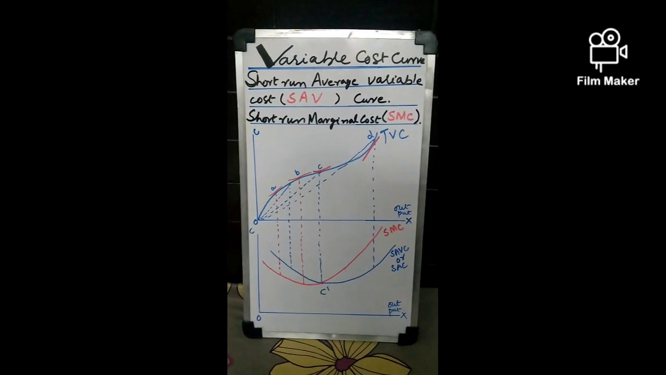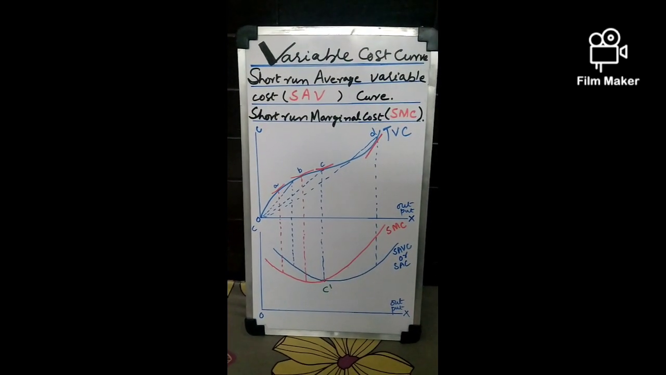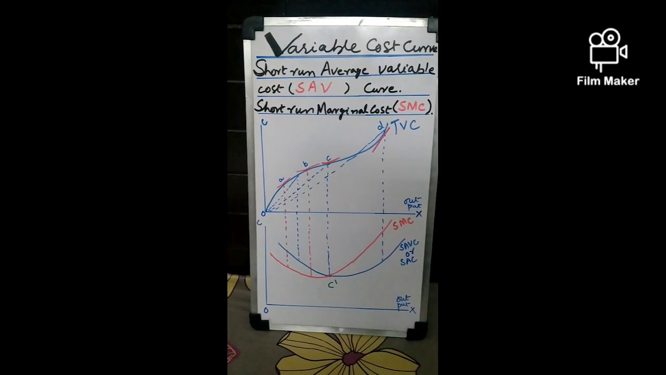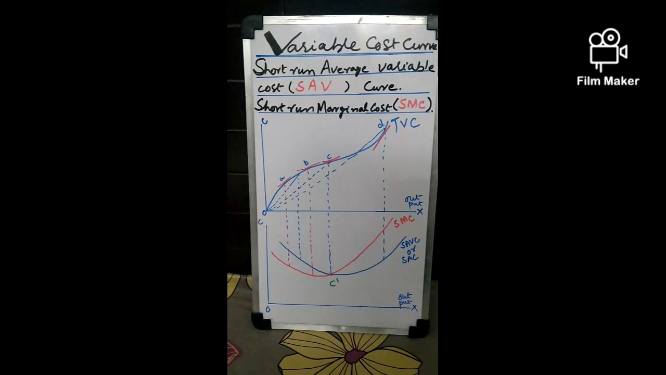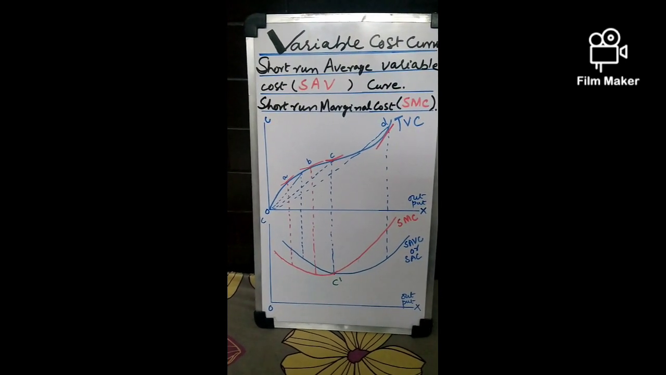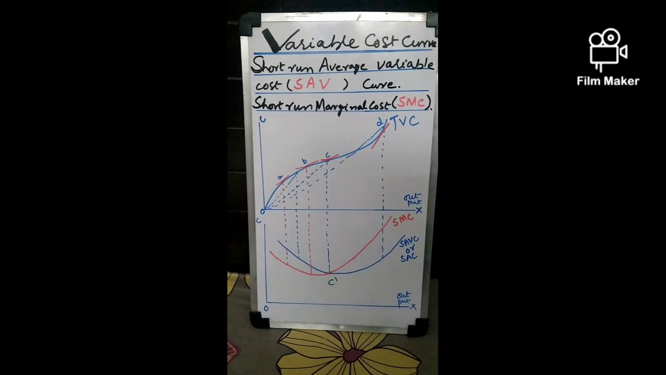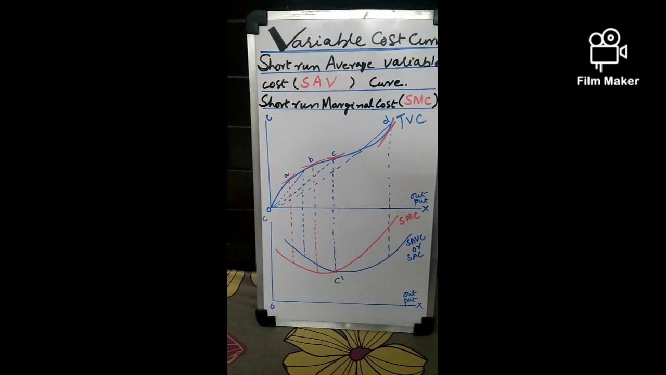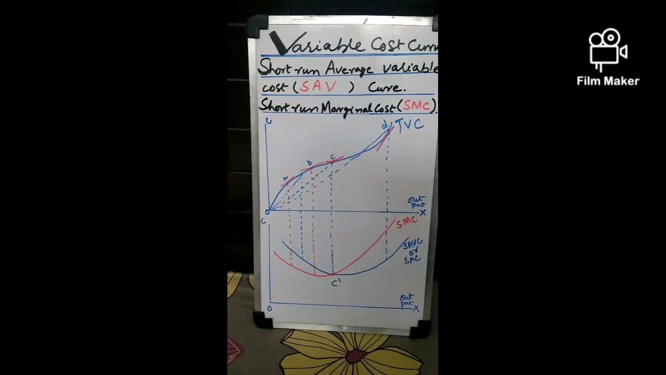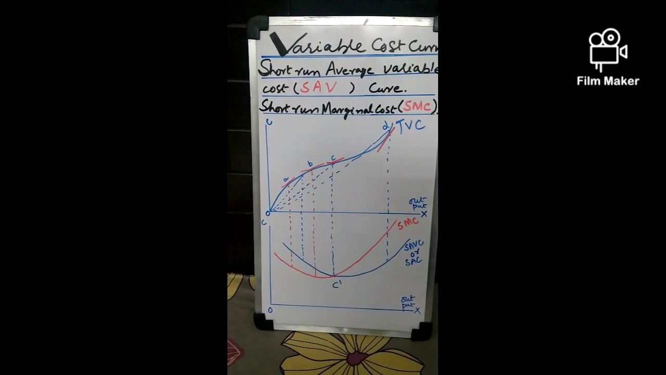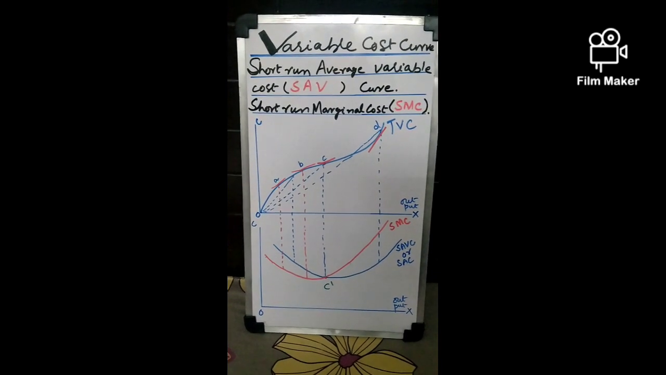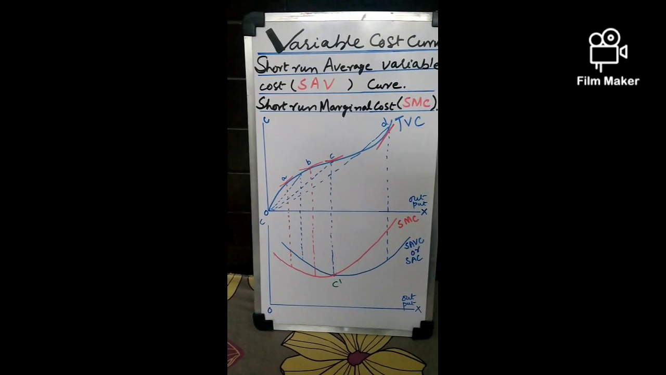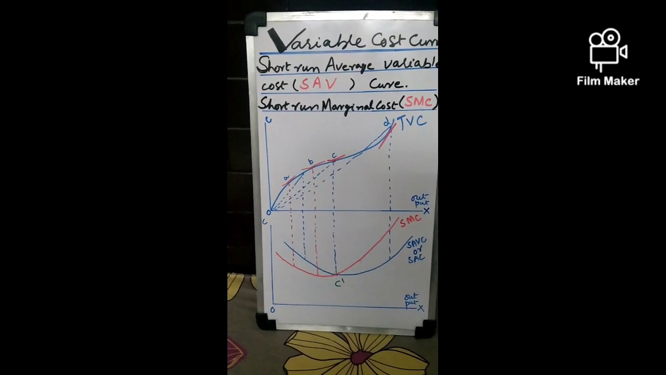Now next is the variable cost curve. The total variable cost curve is drawn in the upper part of the figure, which is also inverse S-shaped, just like the total cost curve. The total cost curve does not start from the origin, but the total variable cost curve starts from the origin, as it depends upon the level of output produced. When output increases, the total variable cost also increases, but total fixed cost remains fixed.